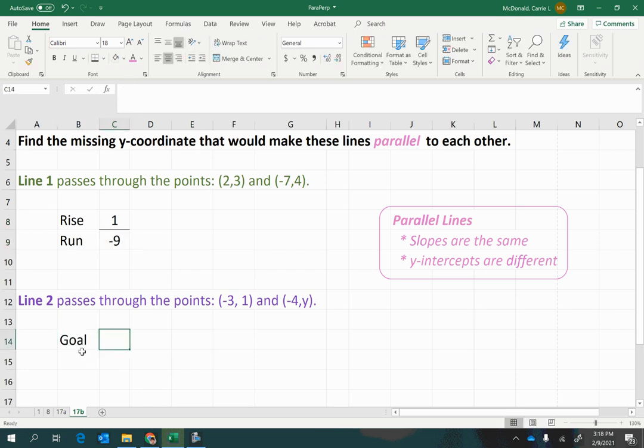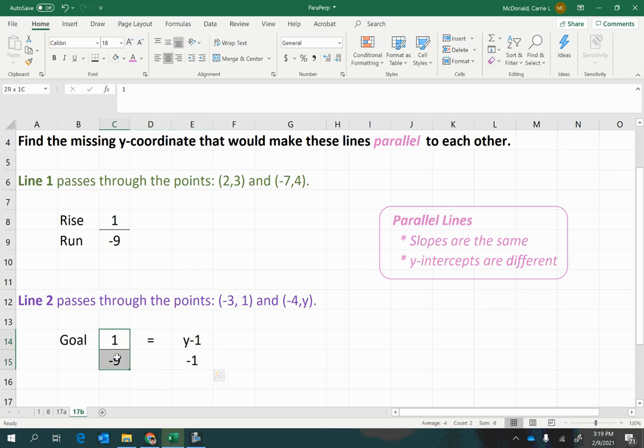So here is my goal. I'm trying to get a rise that is 1 and a run that is negative 9 using these two points. So I'm just going to say this is equal. So far, what I have for the rise here is a missing y value, which I'm just going to leave unknown as a variable. And then I'm going to subtract 1, which is the second y value. And then in the bottom, I have my x value, negative 4, minus my second x value, negative 3. And when I do negative, negative, you know that becomes a positive. And now I have a proportion that I can solve for y.